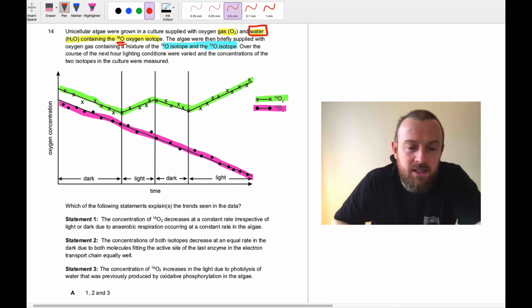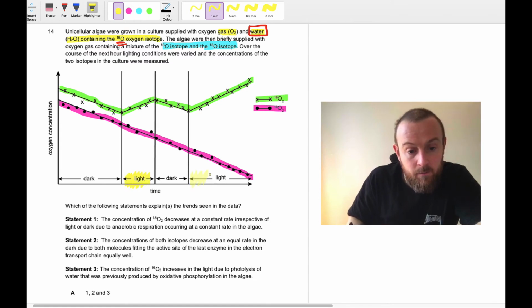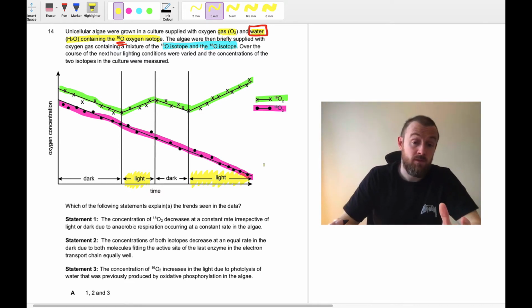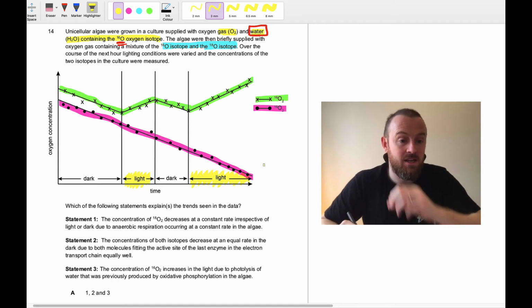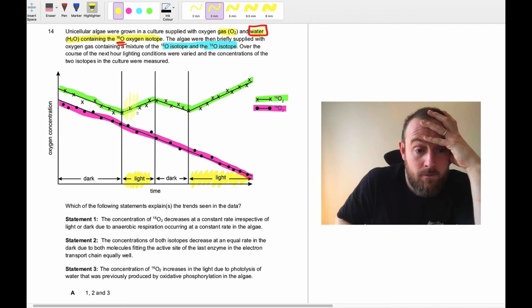Right, okay, so basically what's happening is, when we've got light here and here, what is happening? Water is being split into oxygen. So the oxygen that's in the water is only the oxygen-16 variety. Therefore, that's what's going on here. Oxygen-16 is being produced, and over here, oxygen-16 is being produced by the light.